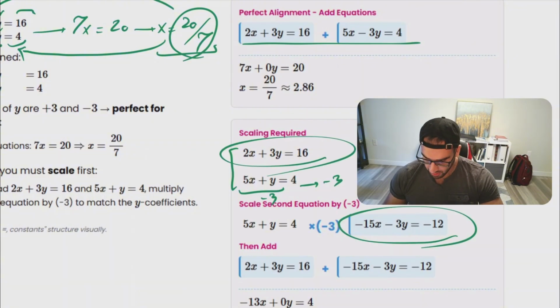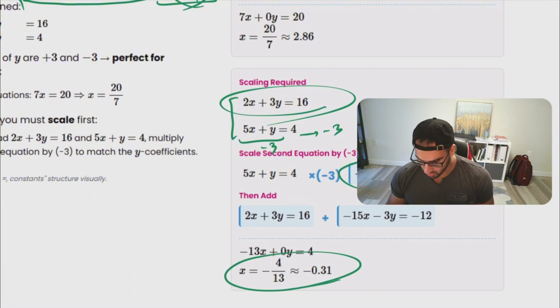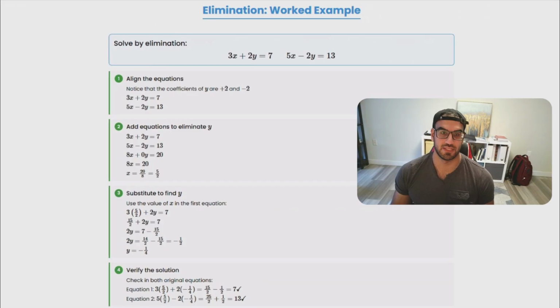This guy and this guy are my main focus right now. If I add them up, that would be good. Positive 3y is going to cancel out the negative 3y. So I do have 2x, and this guy can be subtracted, or added up with the 2x itself. So you have negative 13x, and 16 subtracted by 12 is going to be 4. So right now you can find whatever value you have for x, put it in, and after that you can find the y itself. Simple as that.